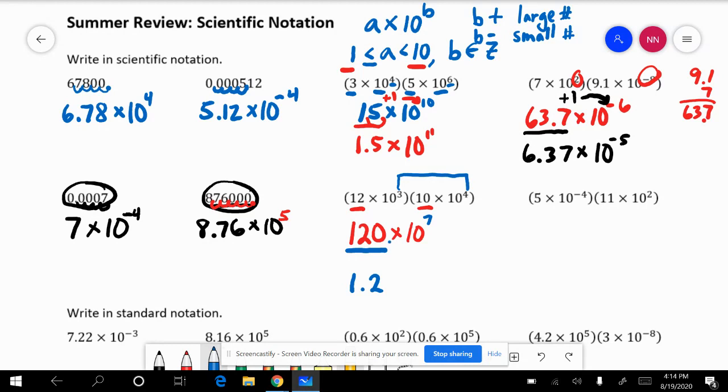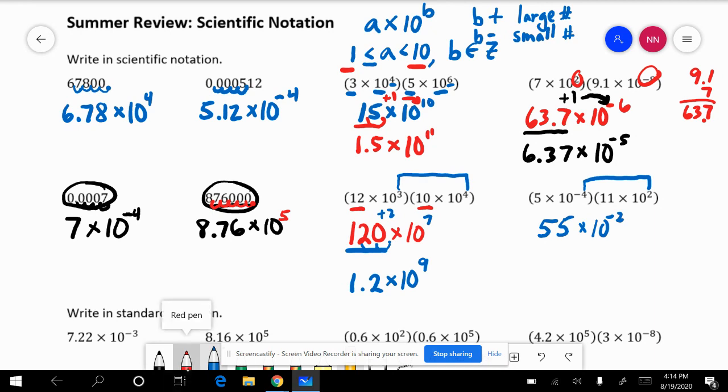Since it's a large number, I moved my decimal over twice, so I'm going to add 2. So that would be times 10 to the 9th. Now looking at the next one, 5 times 11 is 55. Times 10, I'm going to add the exponents. Negative 4 and 2 is negative 2.